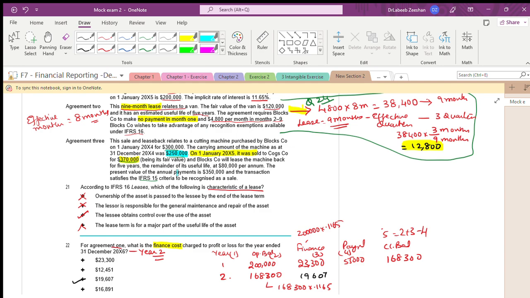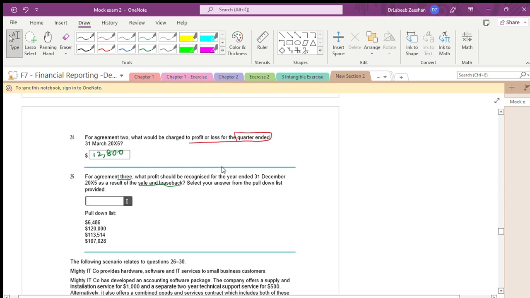First you have to calculate the profit. Is it right? Now what they are asking us is what profit should be retained and what profit should be transferred. When you say what profit should be recognized, it means what profit should be retained and what profit should be transferred. First you should know what the profit is.